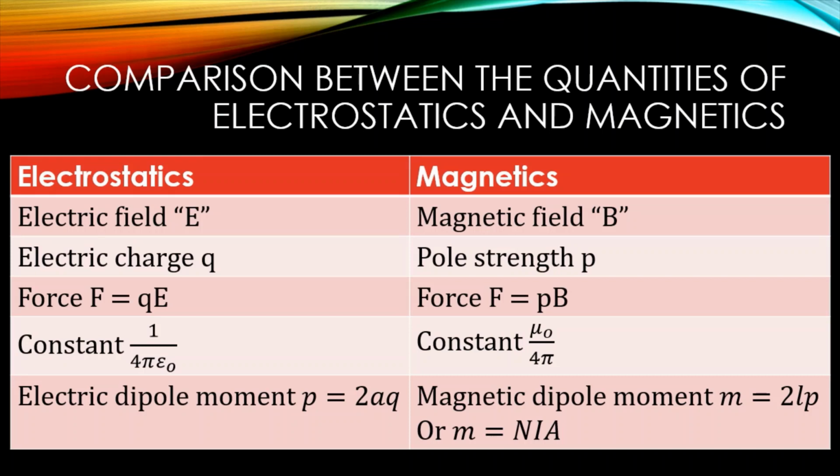Or for a solenoid you can say that M equal to NIA, where N is the number of turns of the solenoid, I is the current flowing through the solenoid, and A is the cross sectional area of the solenoid, right? So electric dipole moment P is equal to 2aQ and the magnetic dipole moment M is equal to 2lp. Remember, this quantity directly we are going to compare. We will not come across the derivation or explanation for this.